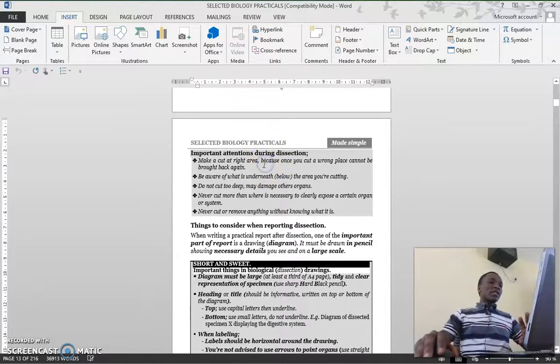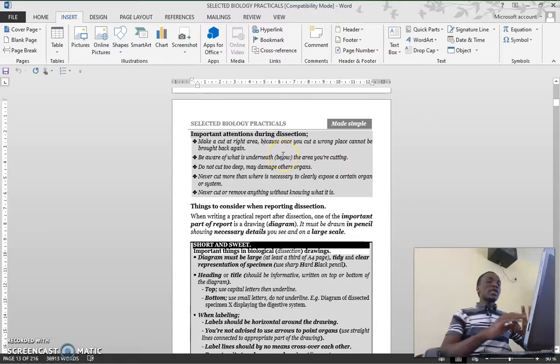You must select a very easy dissection technique. And then you have other things like important attentions during dissection. Now, when you are dissecting, what are the key things to consider? What are your areas of concentration? Everything has been presented. There are important attentions during dissection.